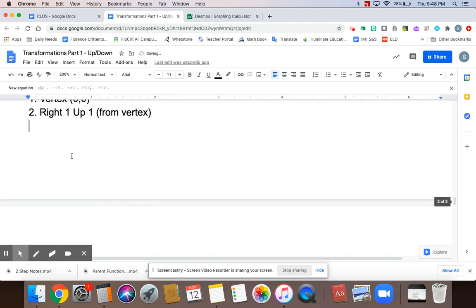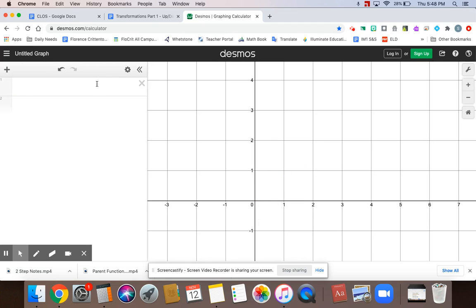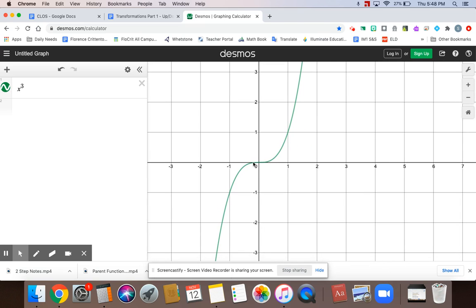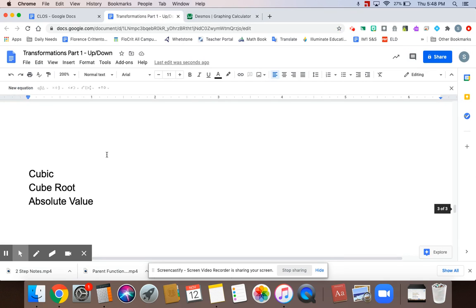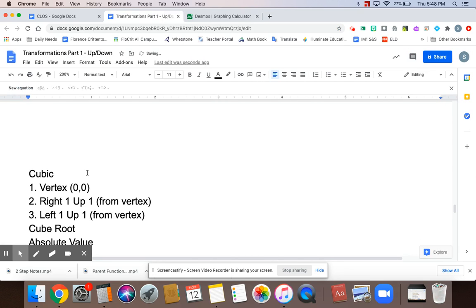For cubic, remember cubic is x to the power of 3. This one has 0, 0. It goes right 1, up 1. But when it goes left 1, it's not going up here. It goes down 1, down here. So for cubic, it's almost the same 3 points. Instead of left 1, up 1, this time it's going to go down.